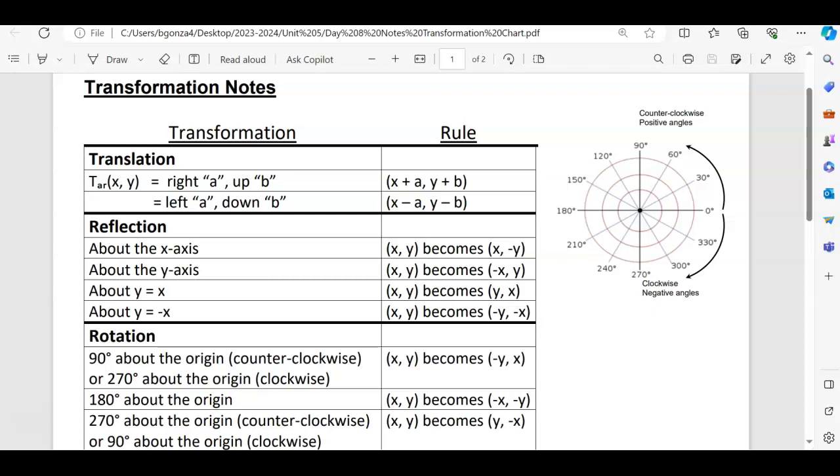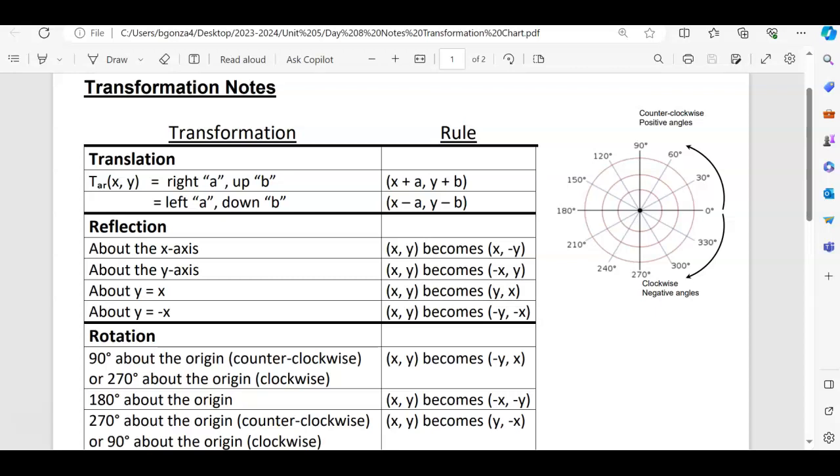So the first one, translation. From our warm-up, we said it's when you shift, right? So if you're going to shift some points, x comma y coordinate points, what you're going to do, if you look off to the right here, is you're just adding or subtracting from the numbers, okay?